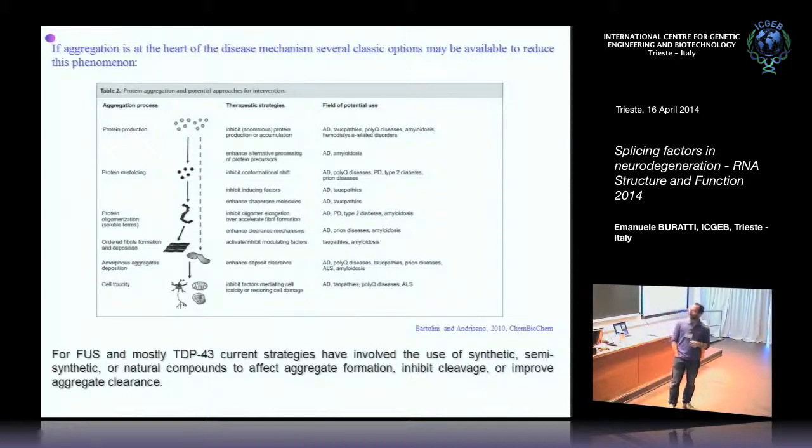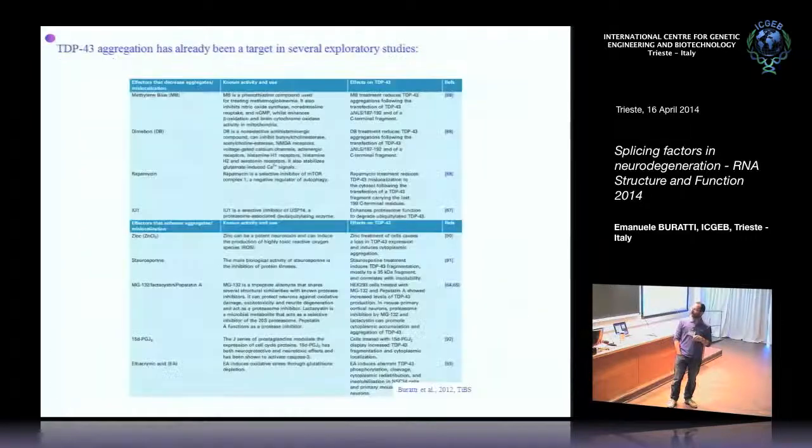You could also disrupt the oligomerization. After you have the misfolding, these proteins start to oligomerize. You could disrupt the fibril formation, which follows very soon after oligomerization. Or you can try to find compounds that, even if you have the aggregates, can promote or help the cells to get rid of them. And this has been done with a number of compounds, as I said. I won't give you any detail.